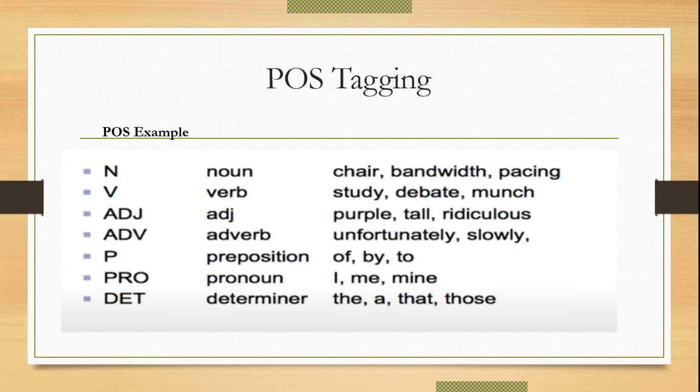And what are the other parts of speech? Normally the parts of speech are represented using N, V, that is noun, verb, adjective, adverb, preposition, pronoun, determiner. Nouns are chair, bandwidth, spacing. Verbs are study, debate, much. Adjectives are maybe pillar, tall, ridiculous. Adverbs are unfortunately, slowly. Prepositions: of, by, to. Pronouns: I, me, mine. And determiners: the, that, those. These are a few word examples of part of speech tagging.